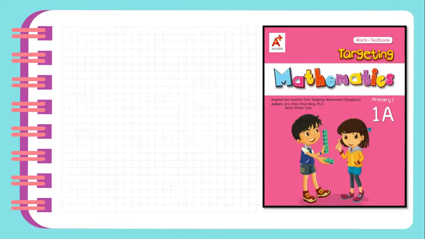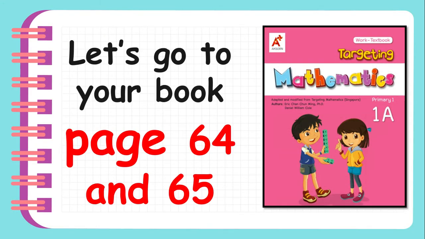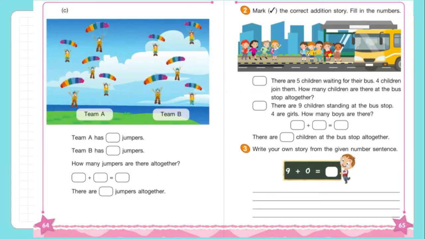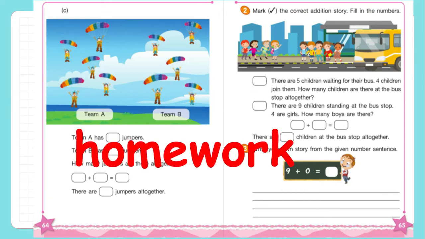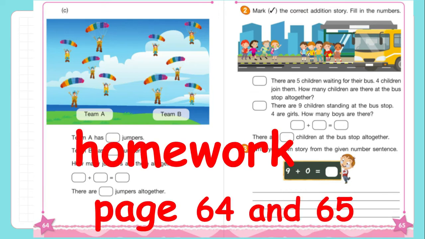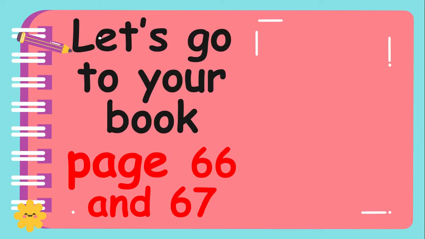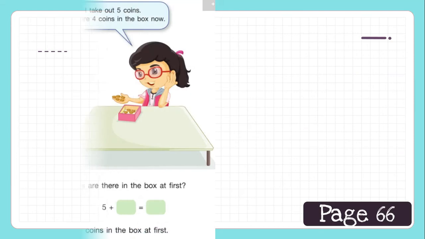Next, page 64 and 65. We're going to go to your book, page 64 and 65. This will be your homework. Okay? This is your homework, page 64 and 65. Then let's go to your book, page 66 and 67. Okay?